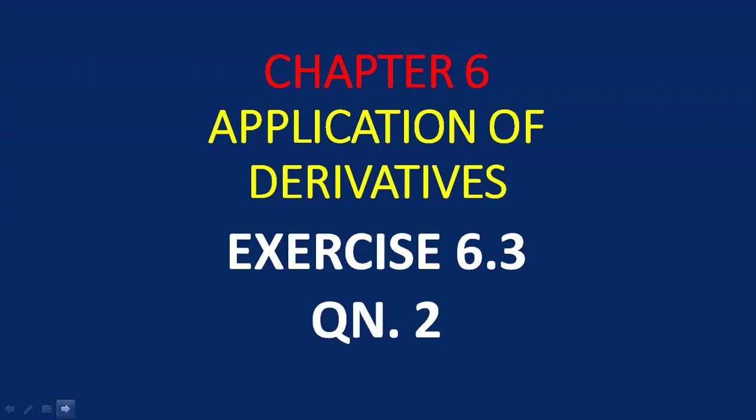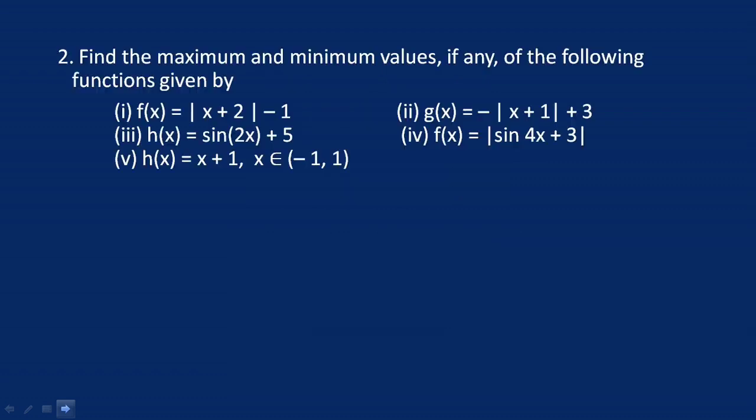Chapter 6, Application of Derivatives, Exercise 6.3 (6.5 in the last year textbook). Question number 2. Find the maximum and minimum values, if any, of the following functions. First, f of x is equal to mod of x plus 2 minus 1. Second, g of x is equal to minus of mod of x plus 1 plus 3. Third, h of x is equal to sine 2x plus 5. Fourth, f of x is equal to mod of sine 4x plus 3.